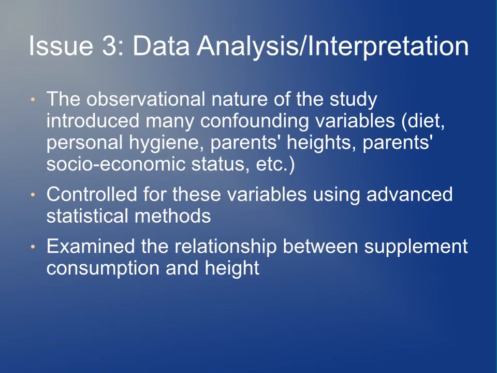So, what they did is, the observational nature of the study introduced a bunch of confounding variables: the diet, the amount of drink that they had, hygiene, the heights of the parents, how much money the parents had, etc., etc. So they tried to control for all the confounding variables they could think of using the appropriate statistical methods. And then they examined the relationship between supplement consumption and height.